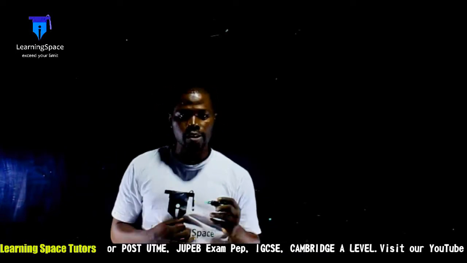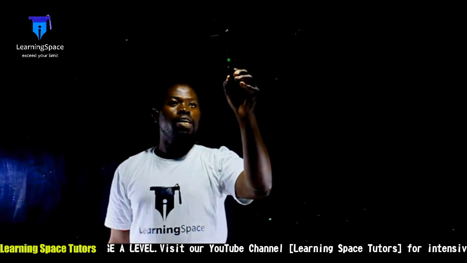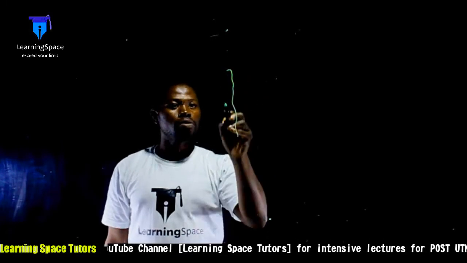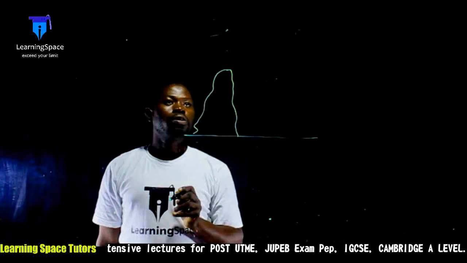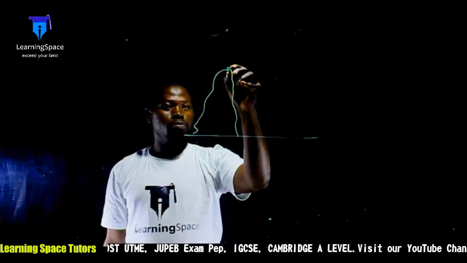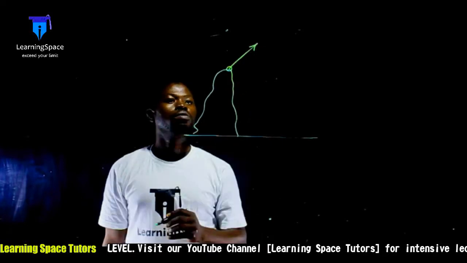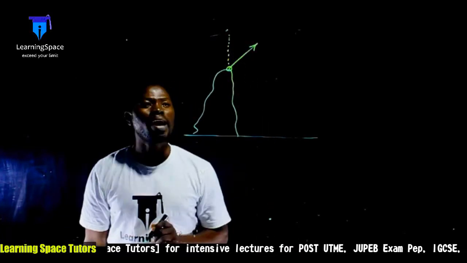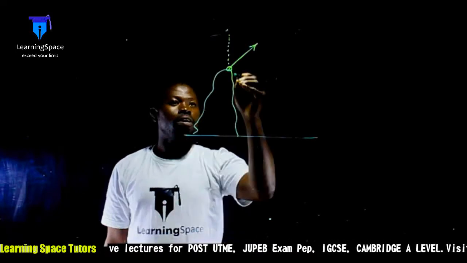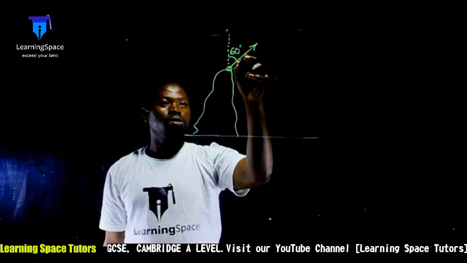Now, in the question, you are given a projectile launched at an angle 60 degrees to the vertical from the top of a cliff. Let's assume that this is the cliff. Now, we launch a projectile. This is the projectile at an angle 60 degrees to the vertical. Remember, they didn't tell you the angle to the horizontal. They mentioned the angle with which it was projected is to the vertical, 60 degrees.